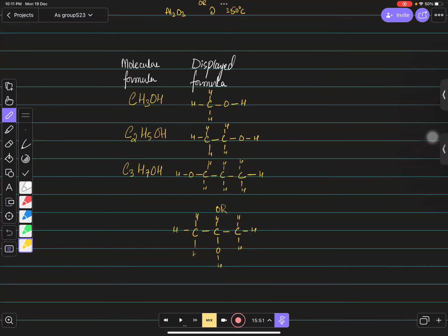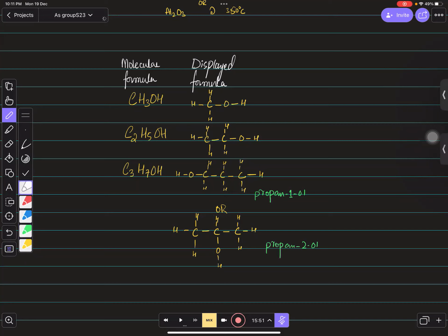This is a different thing, right? So you can say that this is a positional isomer of propanol, right? So this is propane 1-ol because the functional group is on the first carbon, and this is propane 2-ol because the functional group is on the second carbon, right?